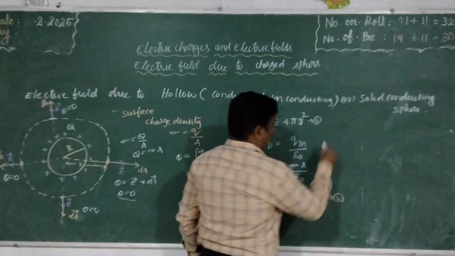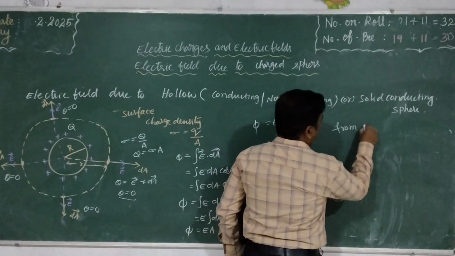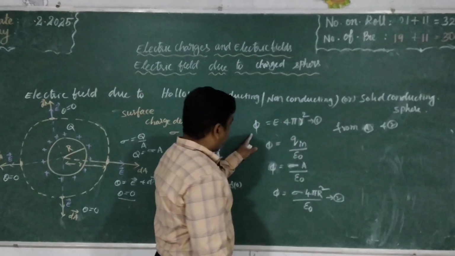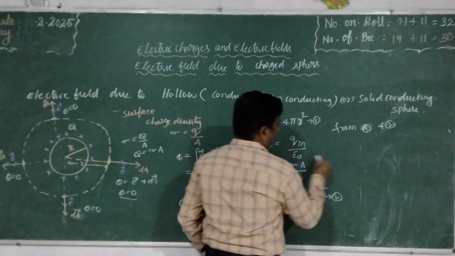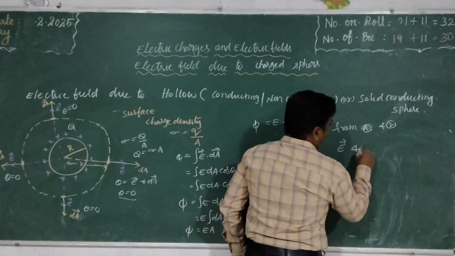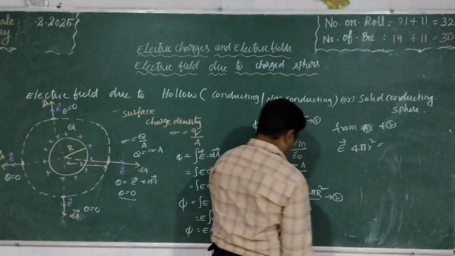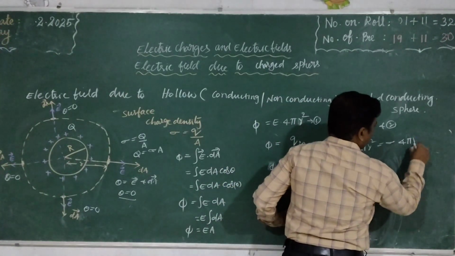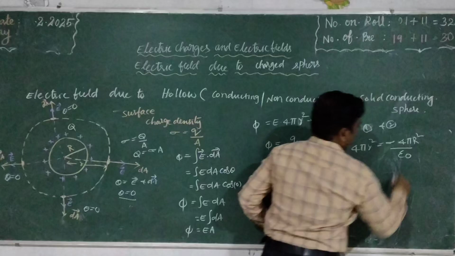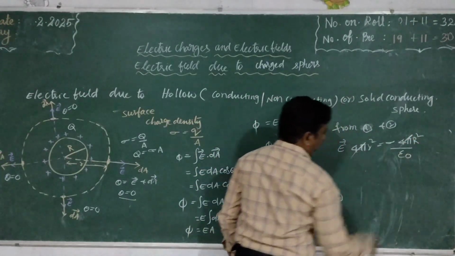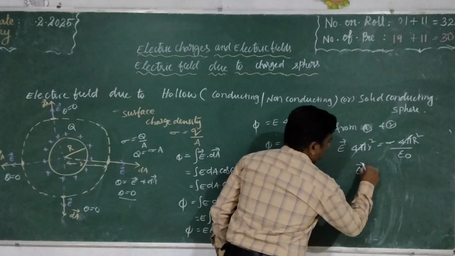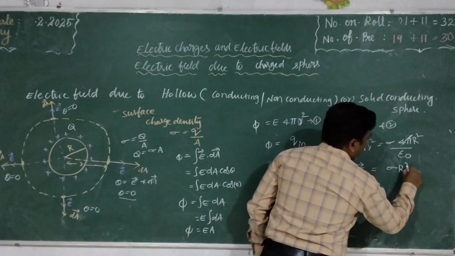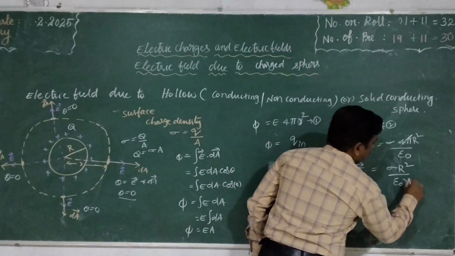These are equations 1 and 2. From 1 and 2, phi is the same, so we can write E 4 pi r square equal to sigma 4 pi R square by epsilon naught. See, the 4 pi cancel. So the electric field E equal to sigma capital R square by epsilon naught small r square.